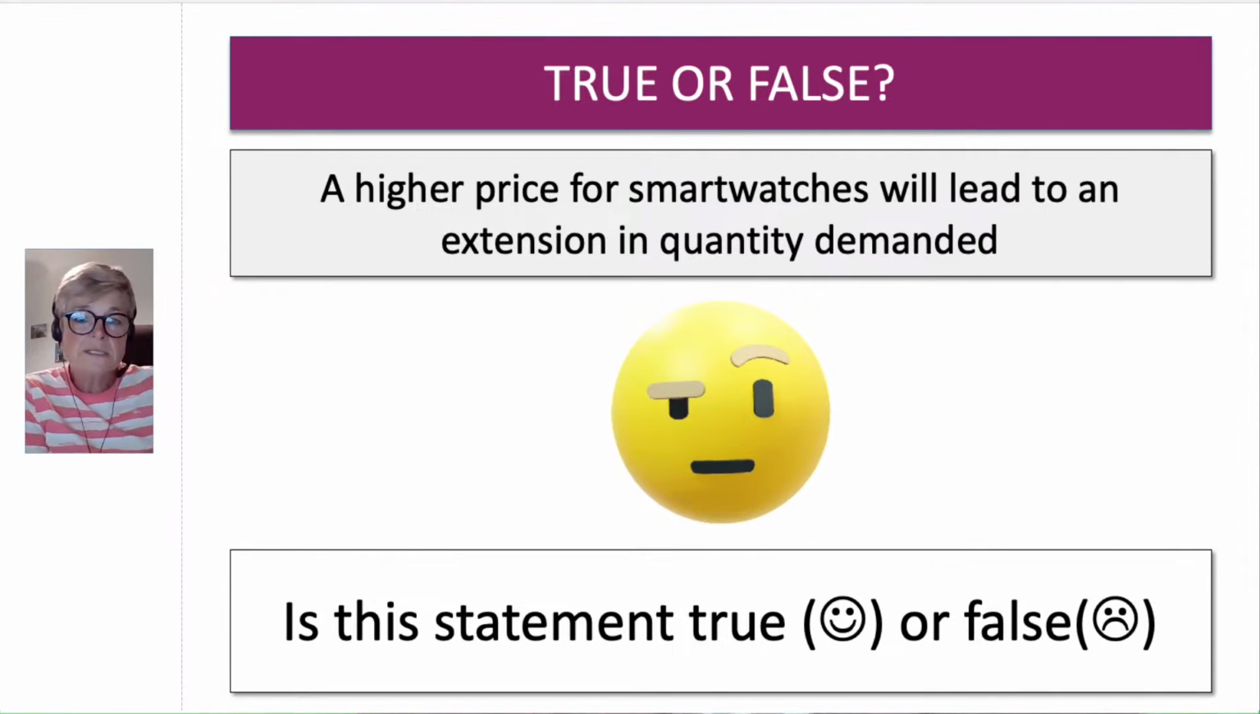Okay, let's practice those a little bit more. We're going to do some true or false. So these emojis, what we're looking for in the chat box is a happy smiley face if you think the statement is true, or a frown if you think the statement is false. So let's go with the first question. A higher price for smartwatches will lead to an extension in quantity demanded.